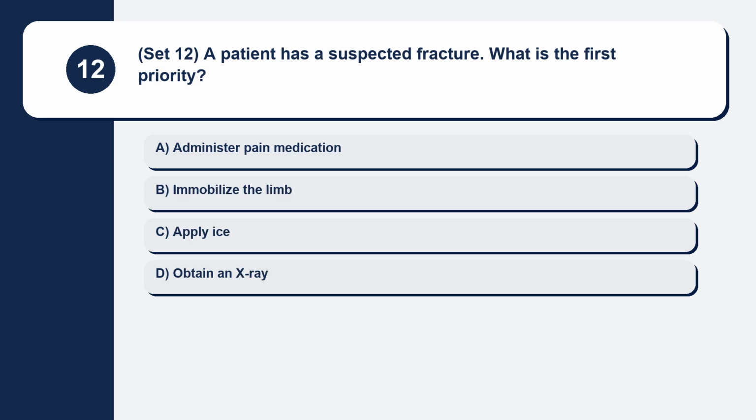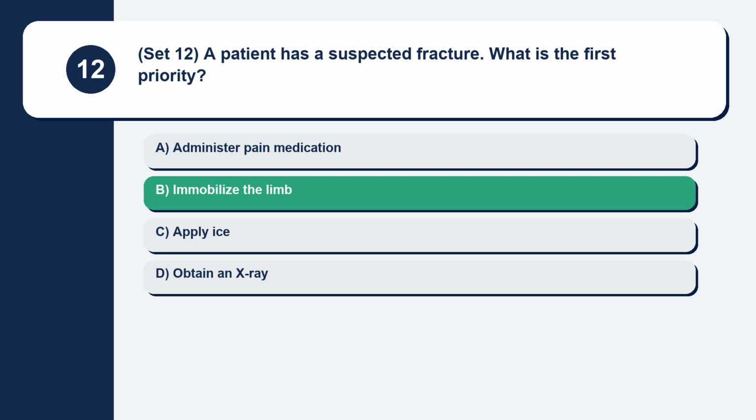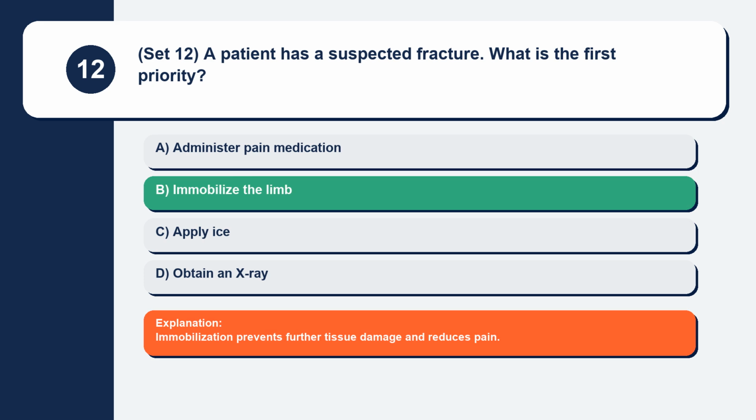Question 12. Set 12, a patient has a suspected fracture. What is the first priority? Administer pain medication, immobilize the limb, apply ice, obtain an X-ray. Immobilization prevents further tissue damage and reduces pain.